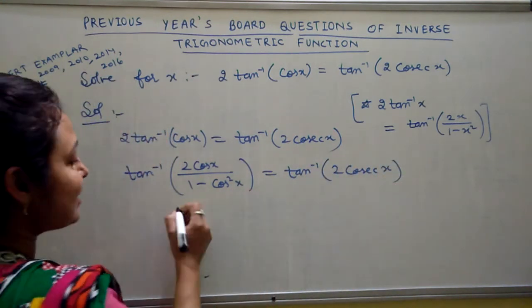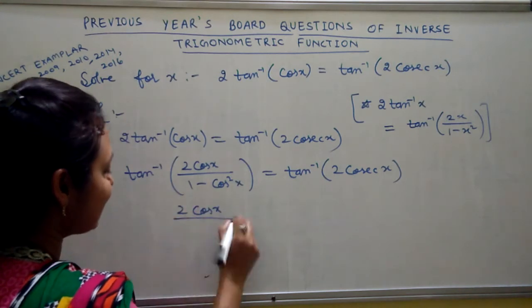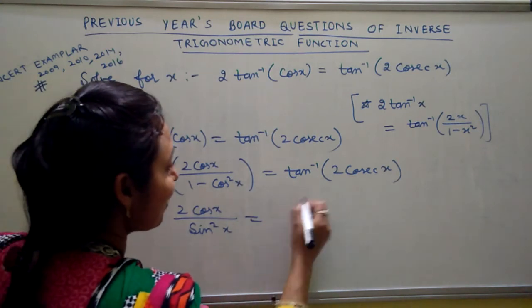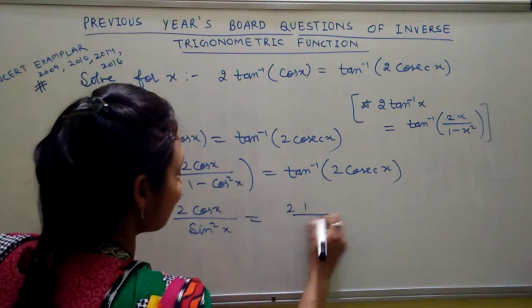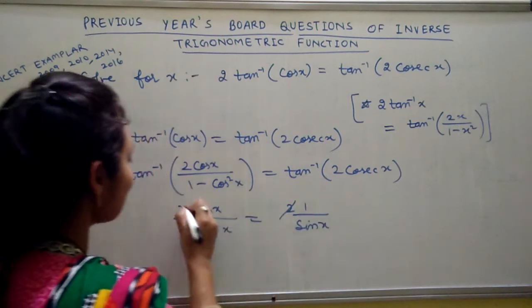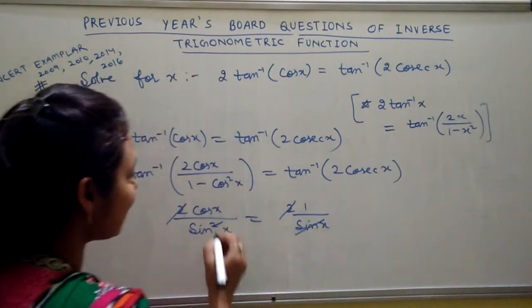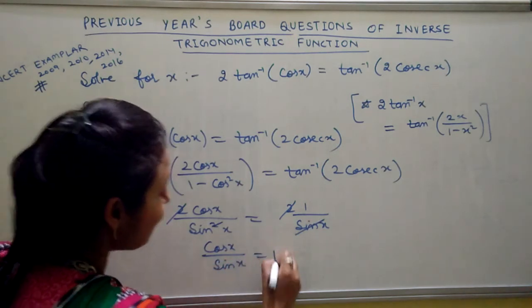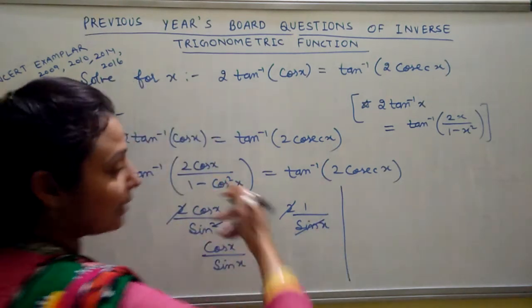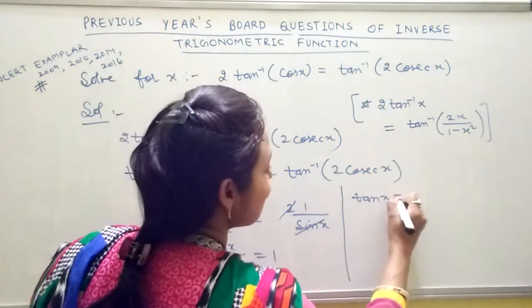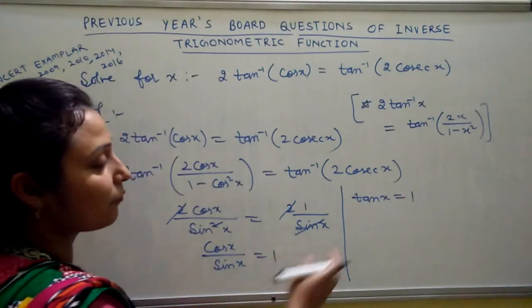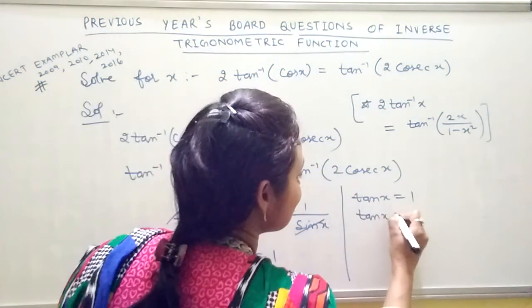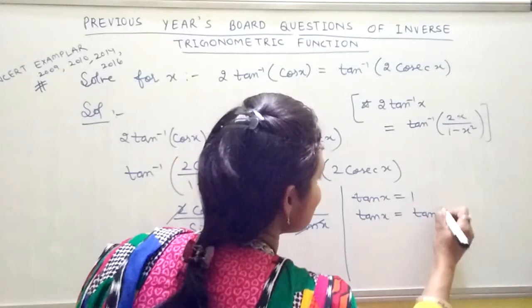This tan and tan will cancel, we get 2 cos x, and in the denominator we have sin square x, is equal to 2 cosecant x, that is 1 upon sin x. This 2 and 2 will cancel, one sin is cancelled with one sin, so we have cos x upon sin x is equal to 1. If I want to take the inverse, that will be tan x is equal to 1. If I want to convert it into sin upon cos, that is again 1. So tan x is equal to pi by 4.